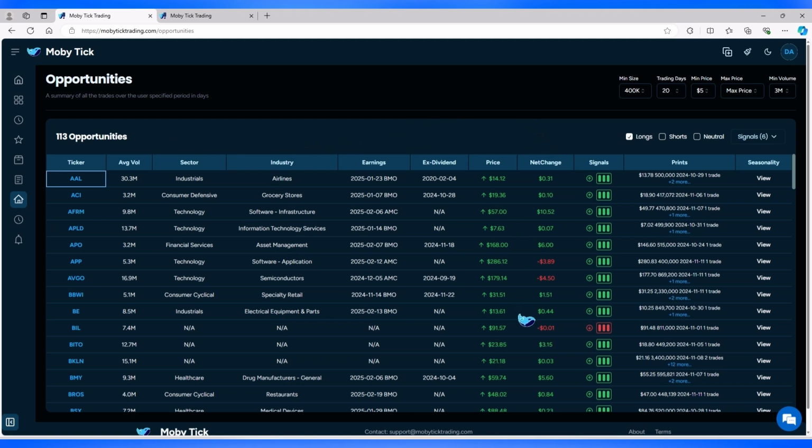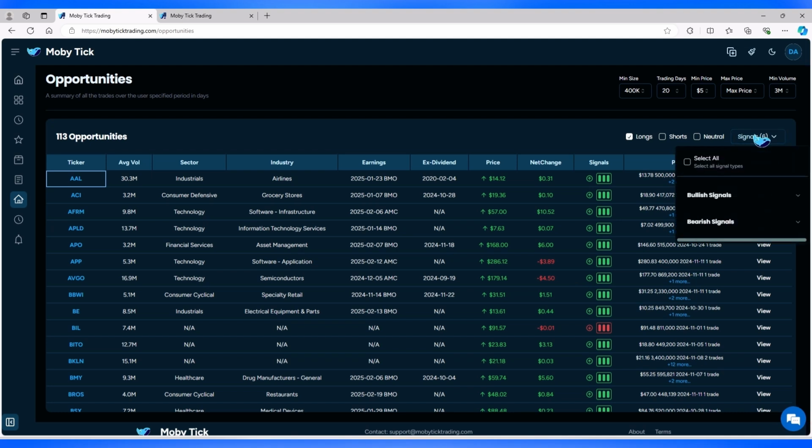Now the other thing that we're interested in, if we're looking for longs, we want the price to be above the prints and we want to be up on the day. And the signals do help and the seasonality actually helps. So when we come down to this APP, I'm not really interested in it because we might be above the prints, but we're down almost $4. We can look at the chart and you can make your own decision on that. The concept here is that you find the most actionable trade setups in as few clicks as possible.